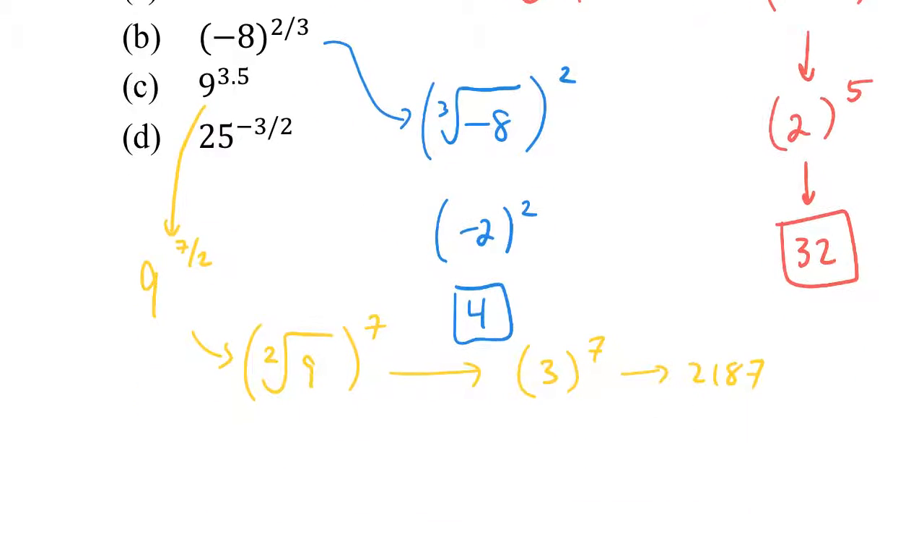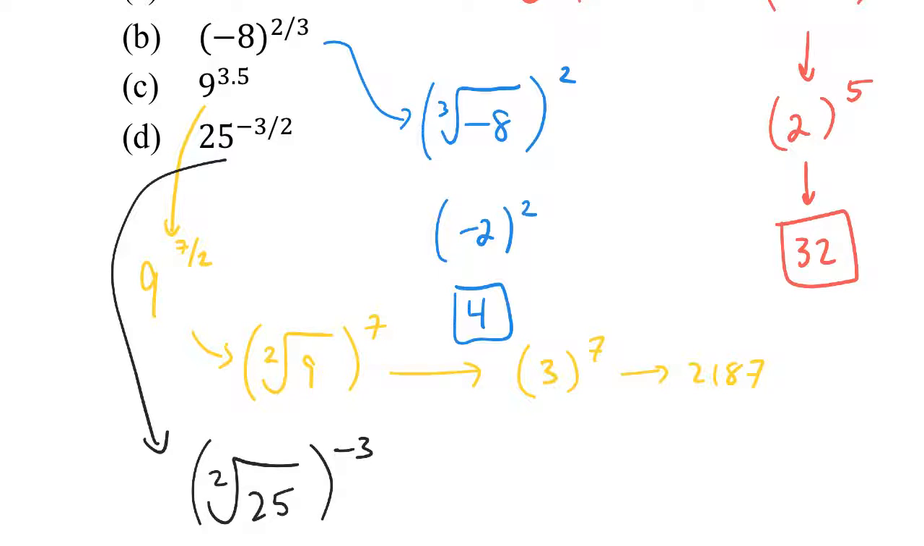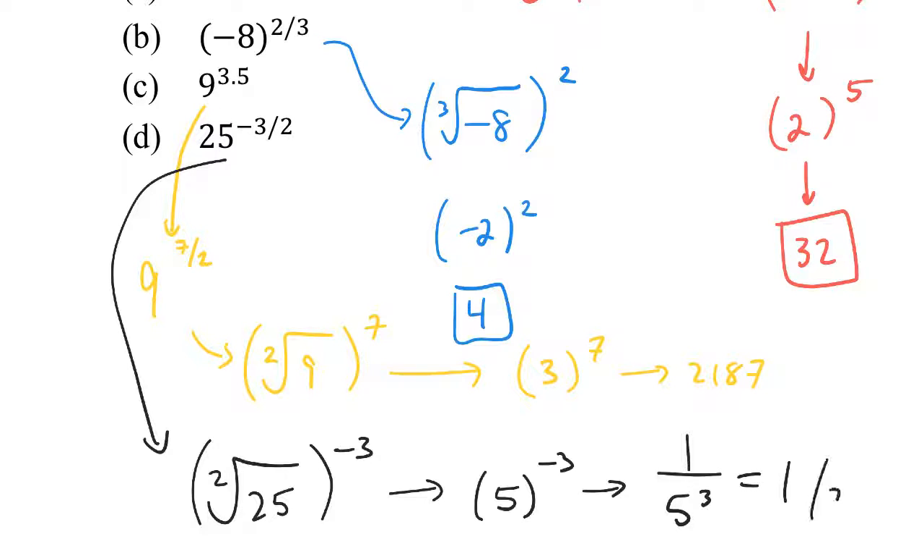What do you suggest we do to start part D? You changed it to, the index of the root would be 2, 25 to the negative third. So the square root of 25 to the negative third. I'll do that. That sounds good. Next. Then you simplify the square root of 25 to become 5 to the negative third. Agreed. And then that would be 1 over 5 to the third power. Which is? 1 over 125. Well done.